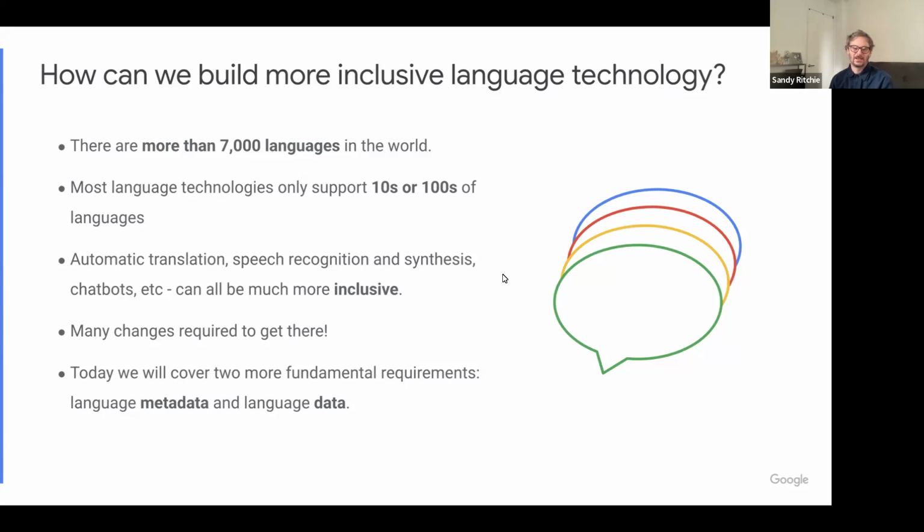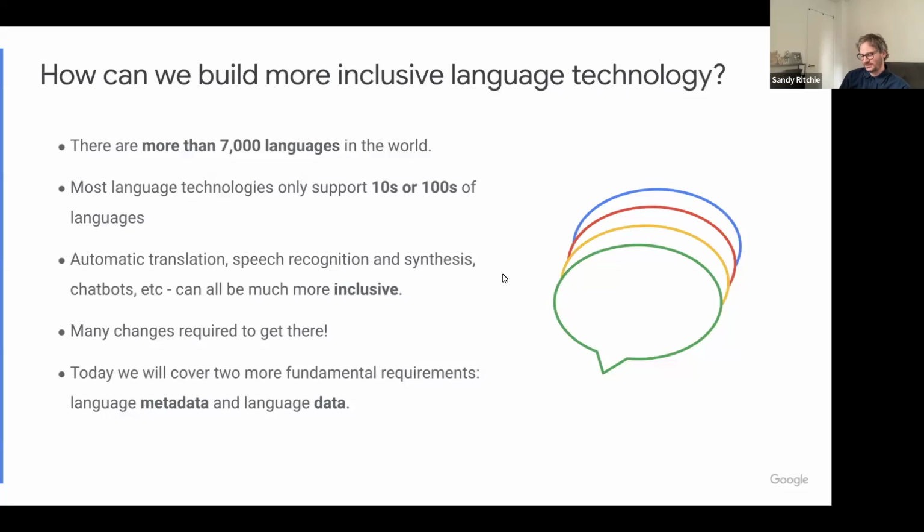Things like automatic translation, Google Translate, speech recognition, speech synthesis, even the new thing which is these AI chatbots, could all be a lot more inclusive, and there are many changes which are required in order for us to get to that point. So today we're just going to look at two fundamental requirements to get to the point where these technologies are available for many more languages.